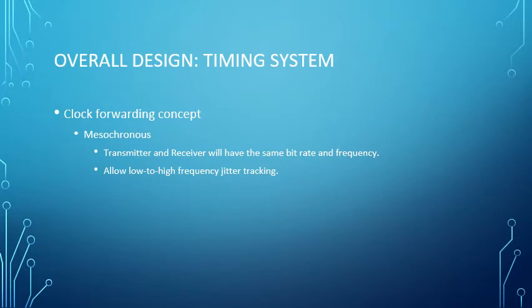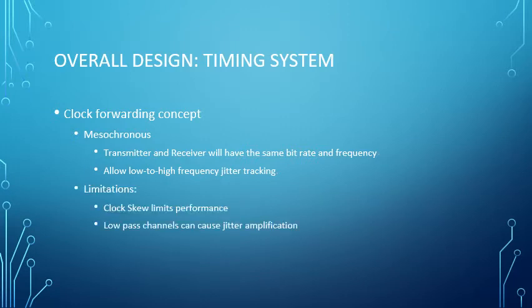So for our timing system, we decided to go with the clock forwarding concept because it is mesochronous, and that means that the transmitter and receiver will have the same bit rate and frequency as each other. It will also allow us to have low to high frequency jitter tracking. However, there is a flaw. There are some limitations to this concept, as clock skew can limit performance over time, and jitter can be amplified through the low pass channels.